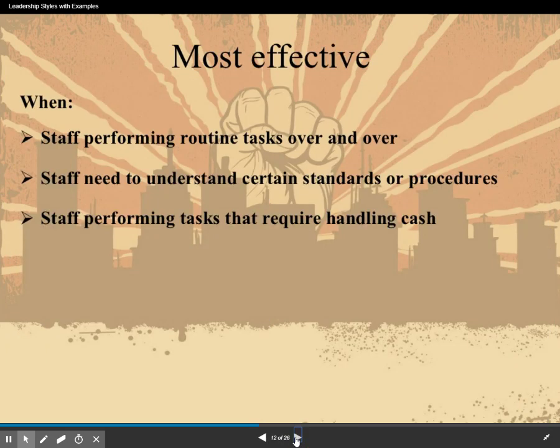It's effective when staff like to perform routine, when it's something you're doing routine over and over. So once again, one of the things that bureaucratic leadership works with is, if you are working with heavy equipment, if you are working with cranes, or you're working with machines, then basically you have to follow the procedure on that so no one gets injured.